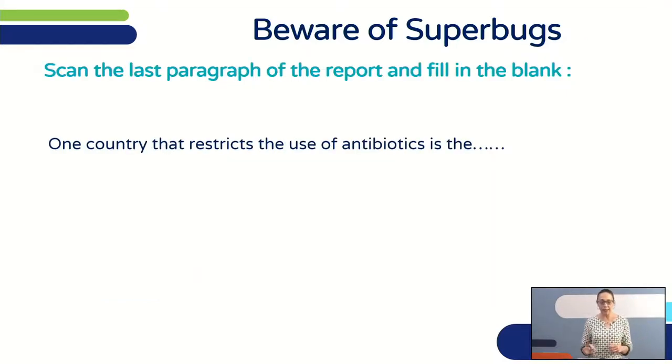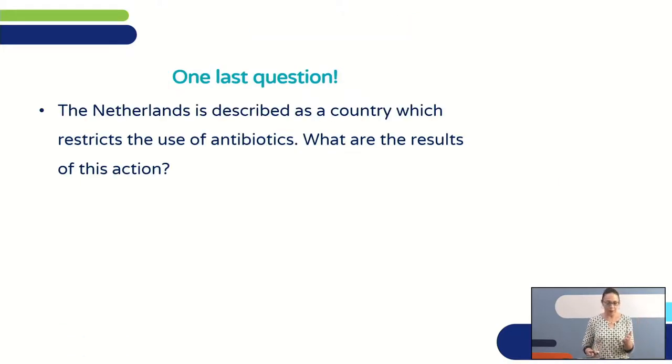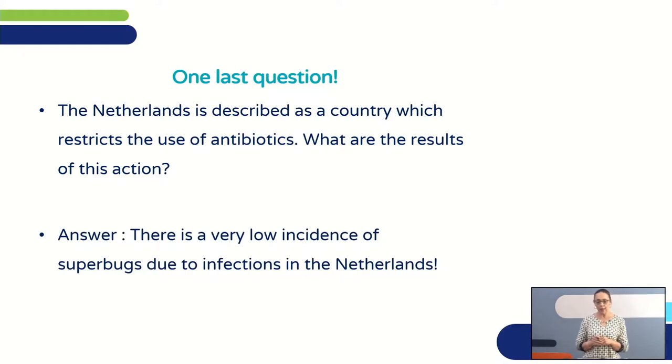One last question here. You need to scan the last paragraph of the report and fill in the blank. One country that restricts the use of antibiotics is, very simple, the Netherlands. So here is why it is given. The Netherlands is described as a country which restricts the use of antibiotics. What are the results of this action? Yes, they have few incidents here. There is a very low incidence of infections due to superbugs in the Netherlands.